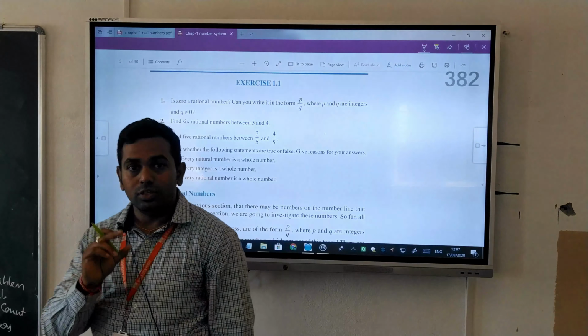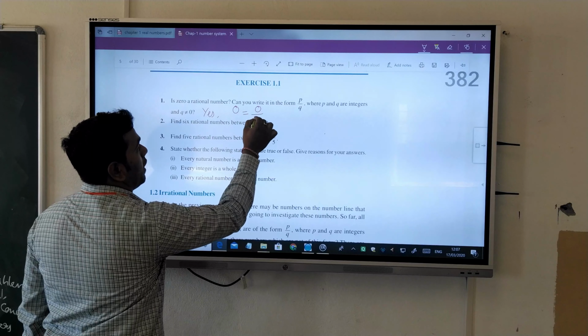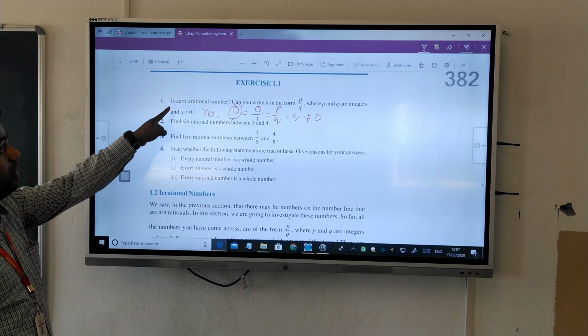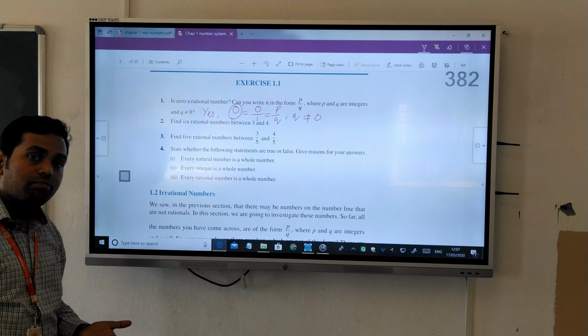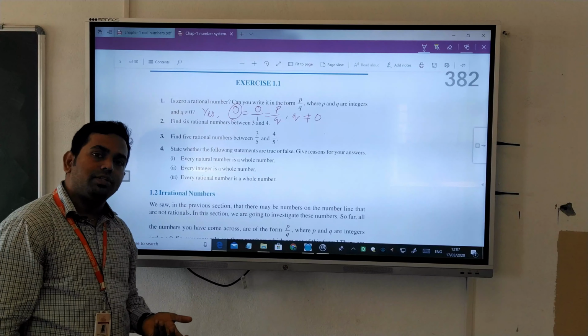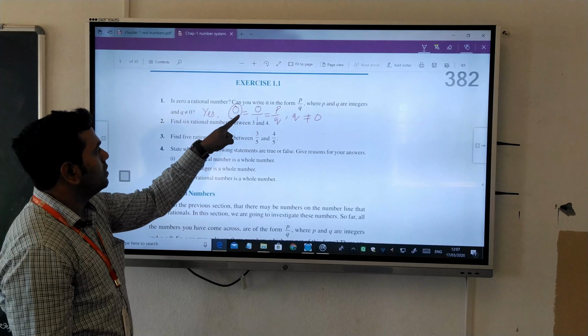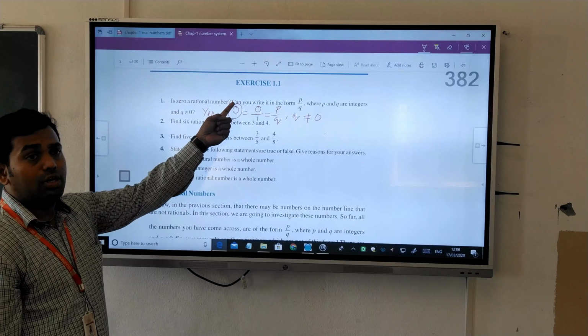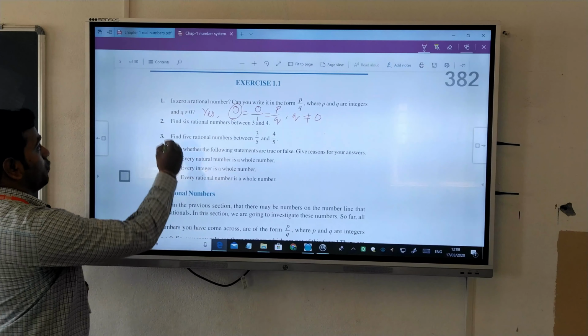Yes, 0 is an integer, but 0 is also a rational number, because all integers are rational numbers. The answer is yes. Why? Because I can write 0 as 0 by 1, in the form of p by q, where q is not equal to 0. So I can say that 0 is a rational number. 0 by 1 will be how much? It will be 0. So it is in the form of p by q, and the other way is that all integers are rational numbers. Therefore, the answer is yes. That is your first problem.